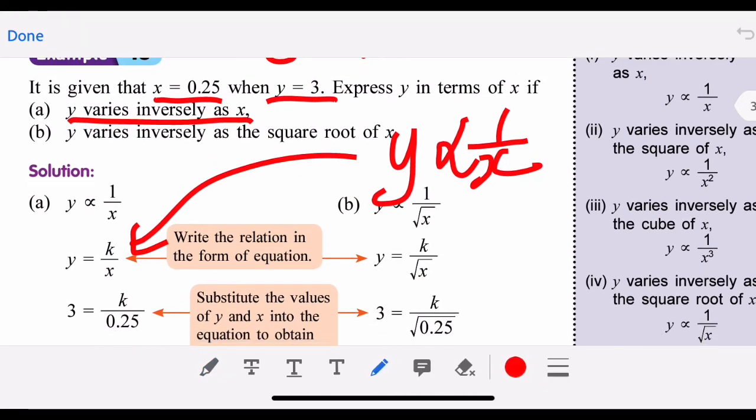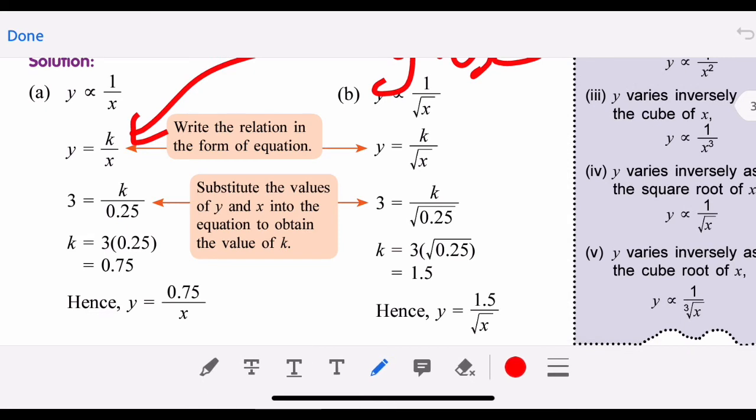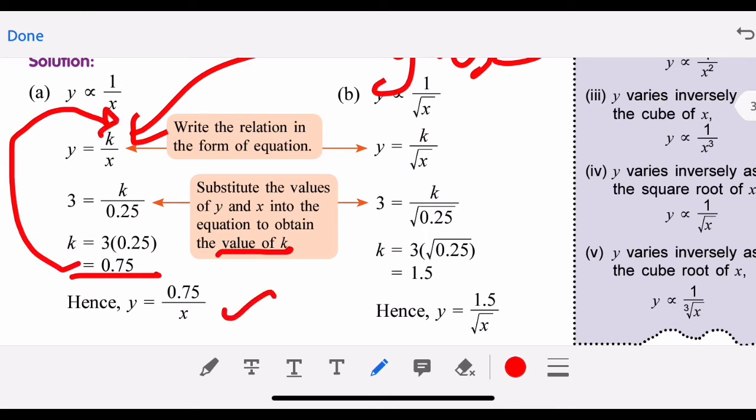We are given 0.25 and 3, so we will find the constant. Substitute the values of x and y into the equation to obtain the value of the constant, and the constant is 0.75. Hence we rewrite again, substituting the k in there. So this is the equation, right?